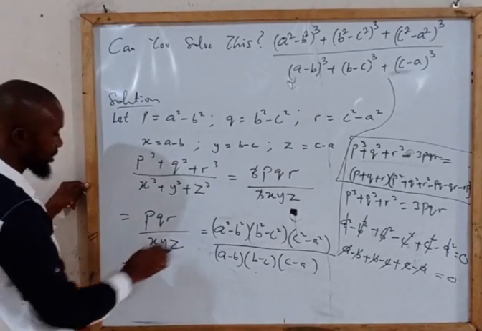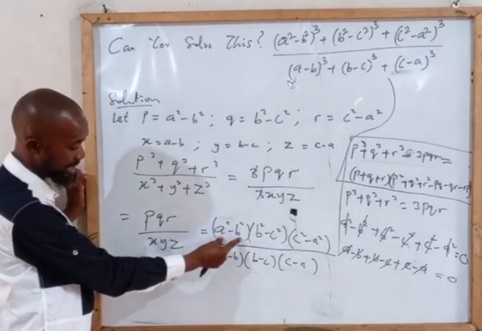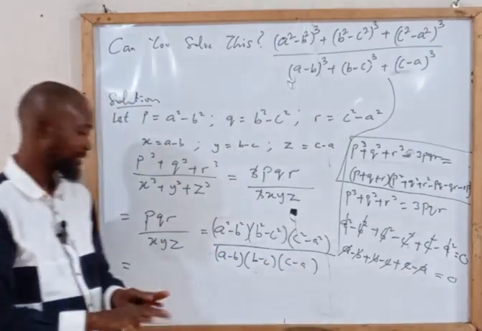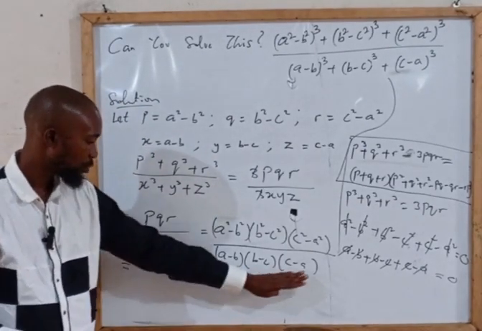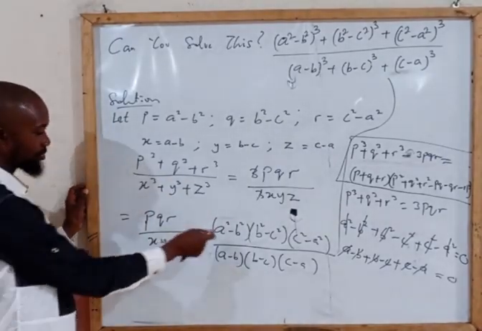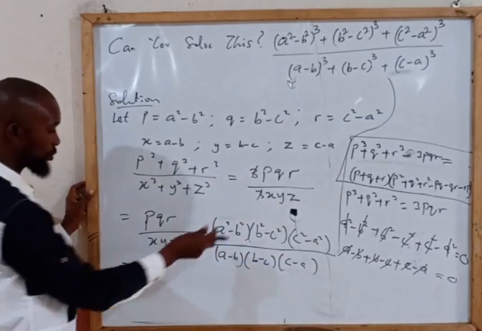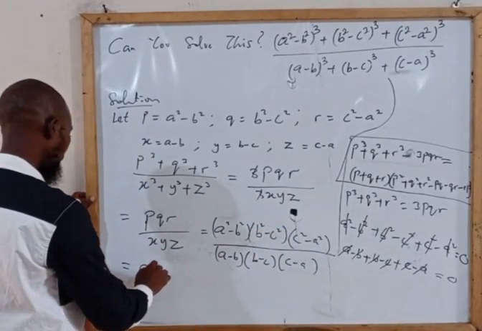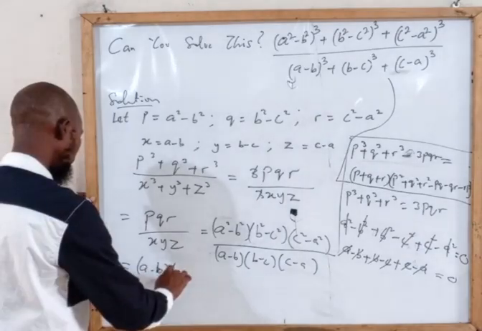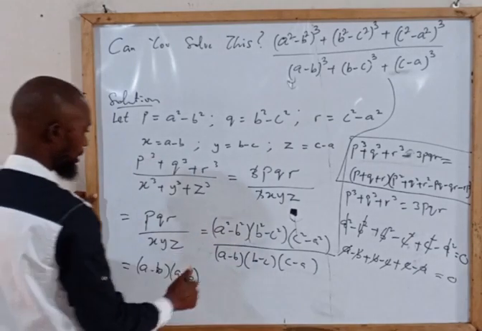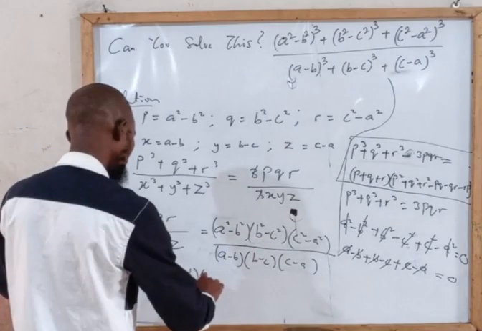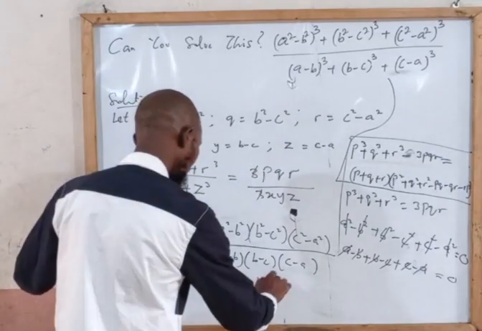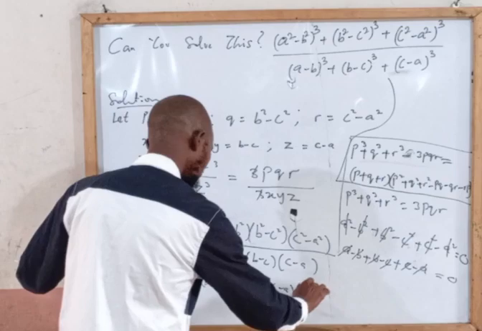Now, when we observe this, we can see there is an identity we can use in dealing with each of these items in the numerator. The ones in the denominator happen to be in their basic form, so there is no need worrying ourselves about them. The identity we are going to apply here is the difference of 2 squares. So remember, A squared minus B squared changes to A minus B into A plus B. Similarly, B squared minus C squared means B minus C into B plus C. And C squared minus A squared is the same thing as C minus A into C plus A.